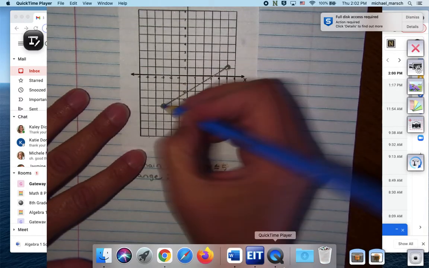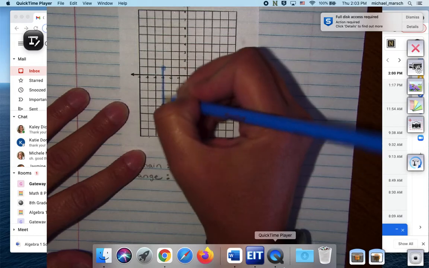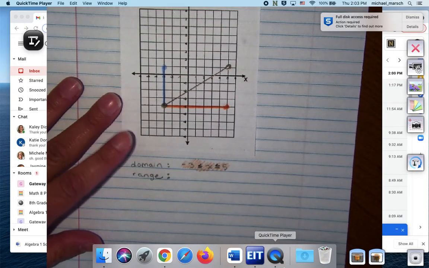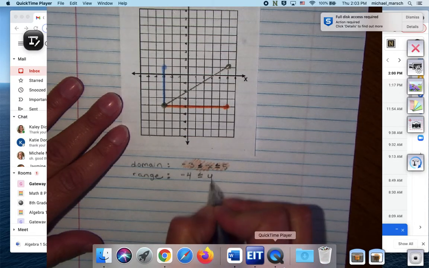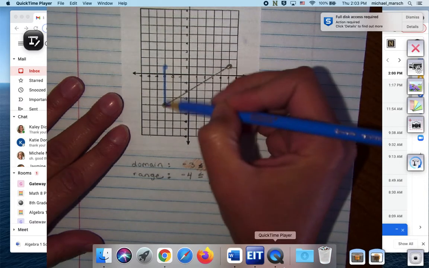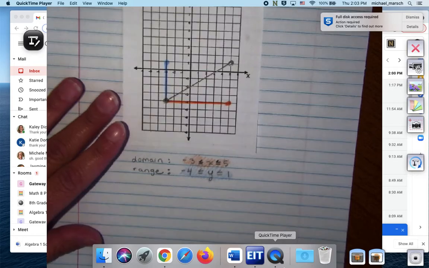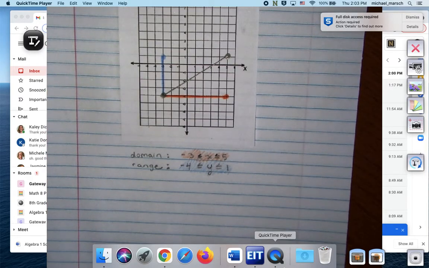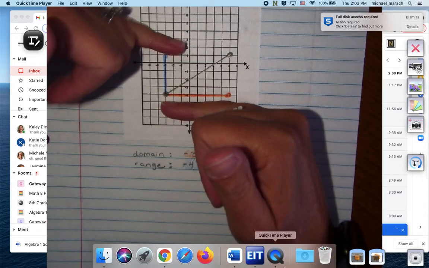So my range is all of my y values on my y-axis, the vertical axis. That's going to be from this point up to this point. So my range values are going to be from negative 4 less than or equal to y is less than or equal to 1. The x's are my x boundaries, the y values are my y boundaries. How wide is it? That's my domain. How high is it? That's my range.